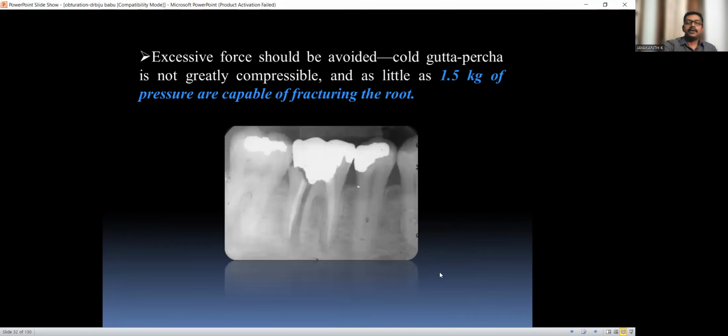Excessive force should be avoided. Cold gutta percha is not greatly compressible, and as little as 1.5 kilogram of pressure is capable of fracturing the root. So this is one of the drawbacks of this technique. When greater force than permitted is applied, that is more than 1.5 kilogram of pressure, this causes root fracture.